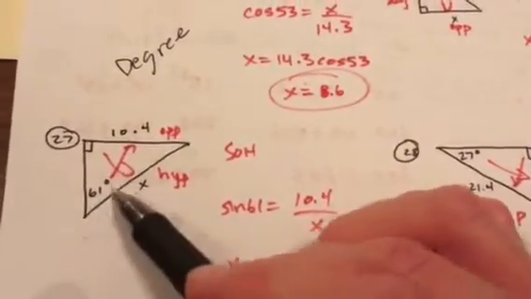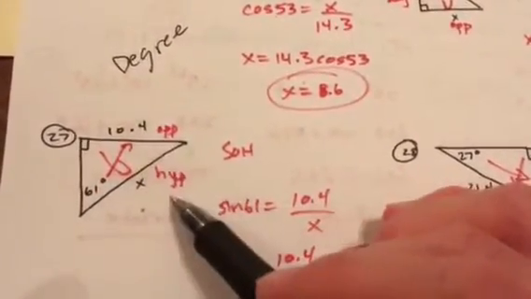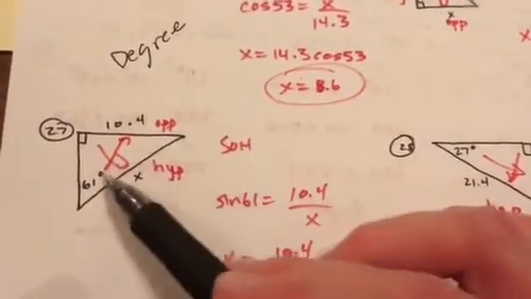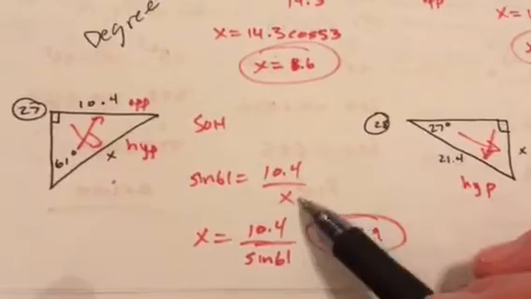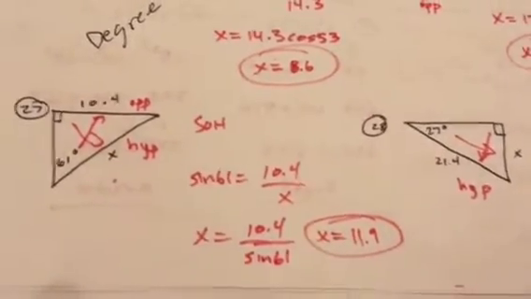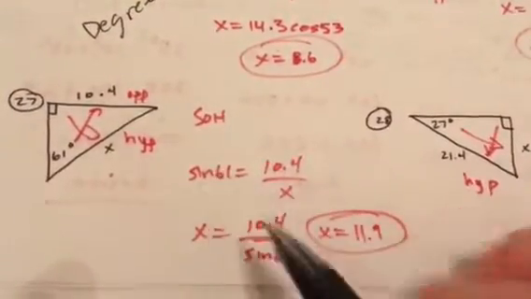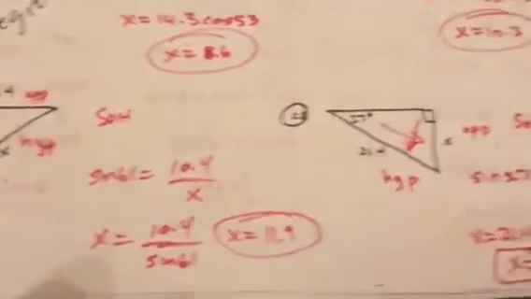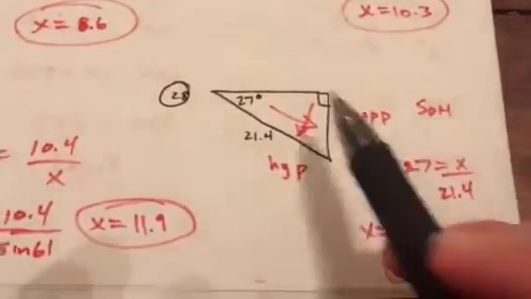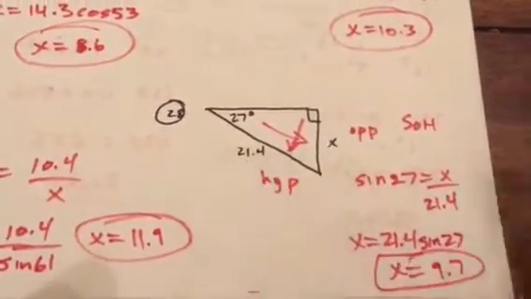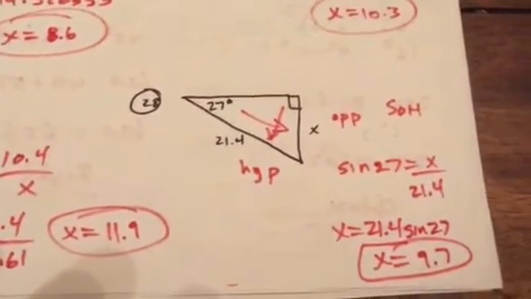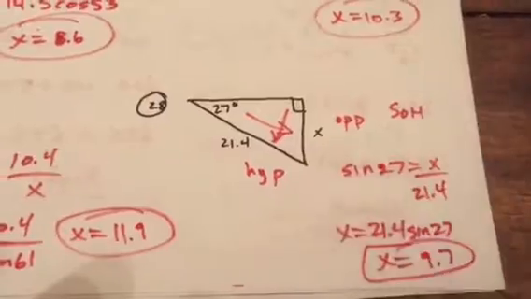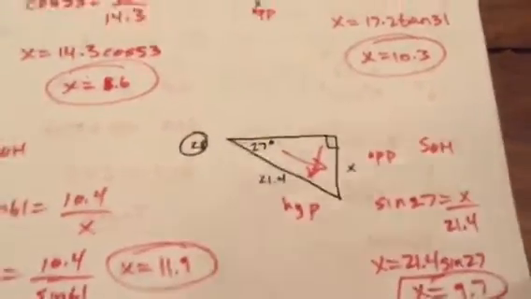All right, in terms of 61 degrees, that's opposite, hypotenuse. It is sine. You're going to do sine of 61 is opposite over the hypotenuse. When what you're looking for is in the denominator, that's when you divide. You do 10.4 divided by sine 61 in the calc. And lastly here, you have opposite. You have the hypotenuse. It's sine again. This time what you're looking for is in the numerator, so you're going to multiply 21.4 times sine 27.